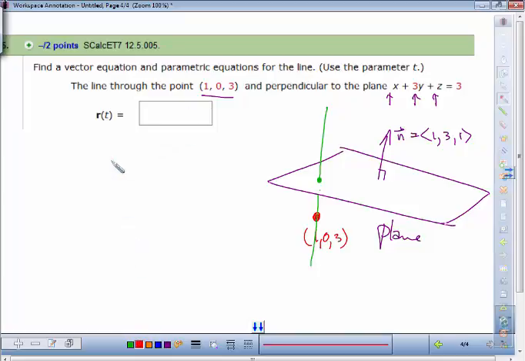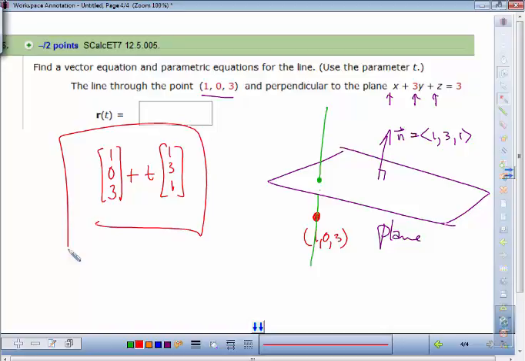Right? So the point, 1, 0, 3. Uh-oh, I'm writing it like I'm in linear algebra or something. Sorry. You guys understand what I'm writing? So just change these column matrices into vector-looking things, and then put that in your answer bar, and you're all done. Okay. All right. What's next?